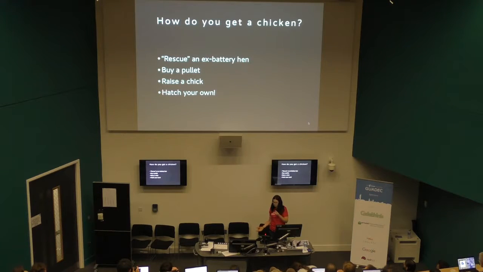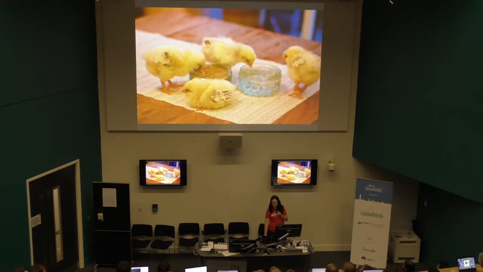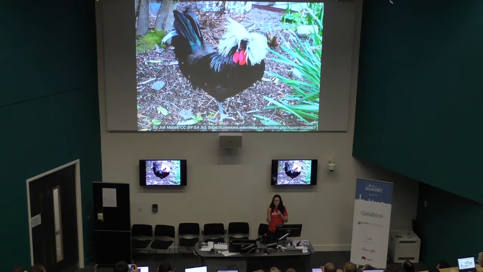But if you don't want to start off with one of those, you can buy a pullet. A pullet is a juvenile female chicken. You can raise a chick. You don't know what gender it's going to be, though. So, you know, 50-50 chance that you'll get eggs out of it. Or you can hatch your own. And they're so adorable. I get these guys running around the house like 3 times a year. We have chick therapy. It's amazing. It makes everyone happy. Oh yeah, they can also sport weird hairdos.